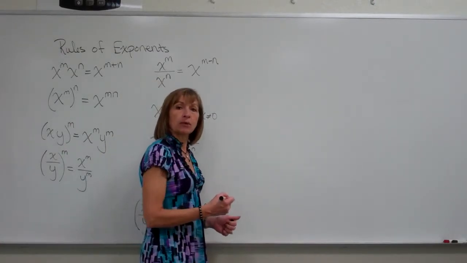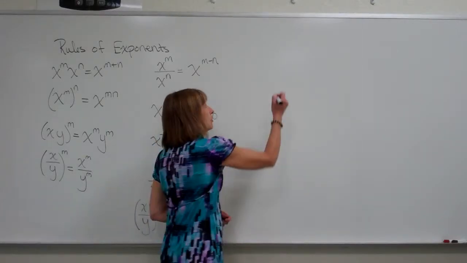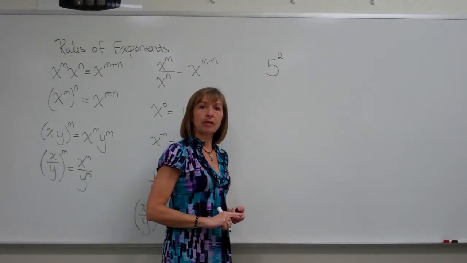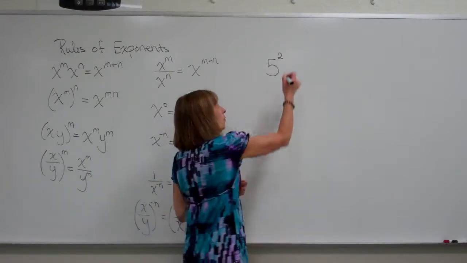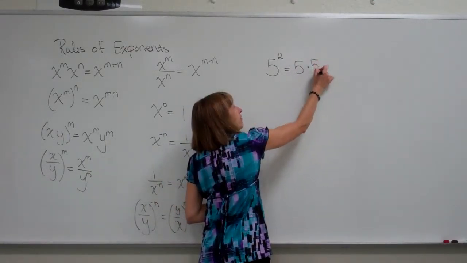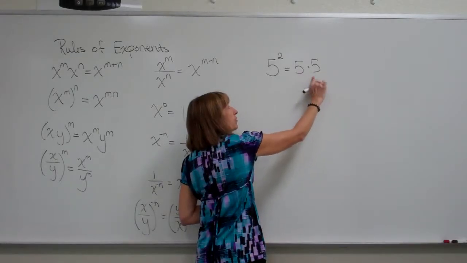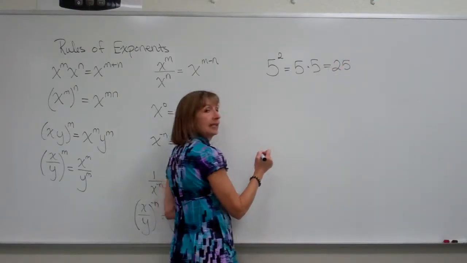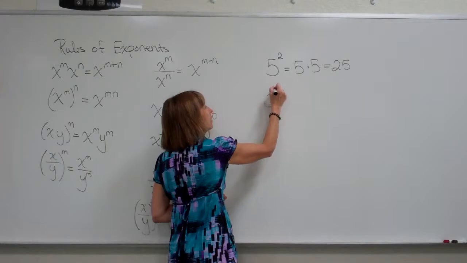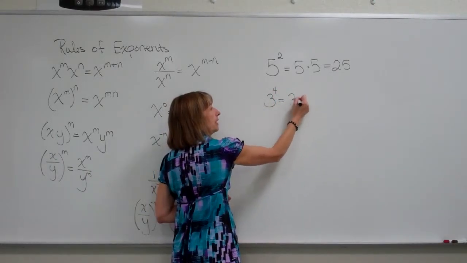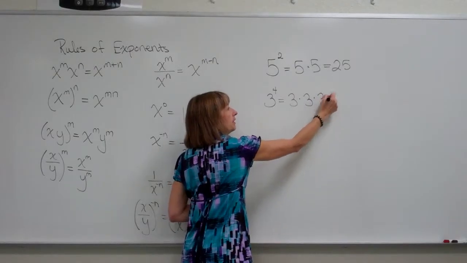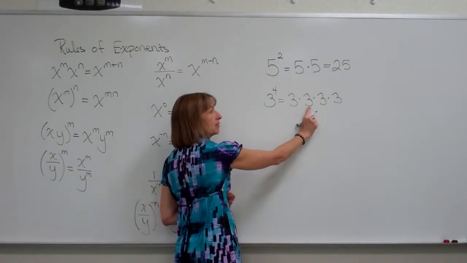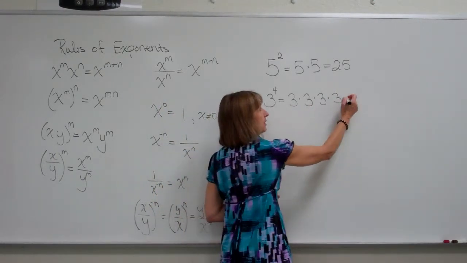Now recall that exponents represent repeated multiplication. So when I have an expression like 5 to the second power, that means 5 is multiplied to itself, two factors. So we have 5 times 5. 5 is multiplied to itself, and I have two of those factors of 5 multiplied together, and I get 25. If I have 3 to the fourth power, that'll be 3 times 3 times 3 times 3. And when we multiply these, we multiply as they occur from left to right. So 3 times 3 is 9, times 3 is 27, times 3 is 81.